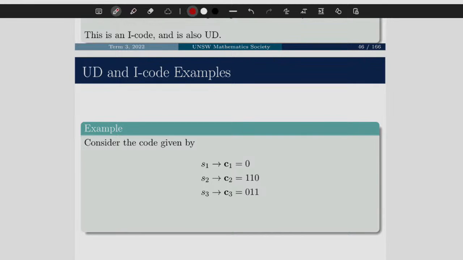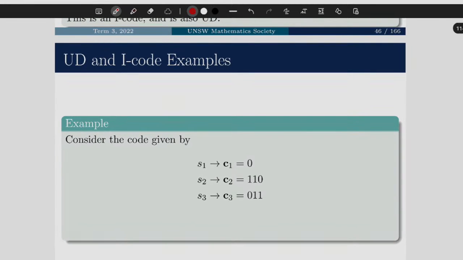However, let's consider this code. First of all, let's do the easier one to see, which is whether it's instantaneous, just by looking at the prefixes. Is this instantaneous? Immediately I can say no. The reason is that S1 is a prefix of S3. You see those zeros. Hence, it is not instantaneous. Is it uniquely decodable? Very quickly, I can also say that it is not uniquely decodable, and the message that I might consider for that is something like 0110.